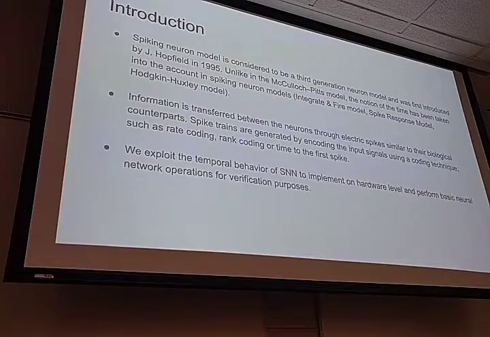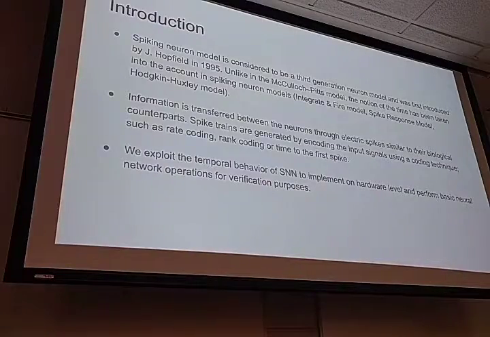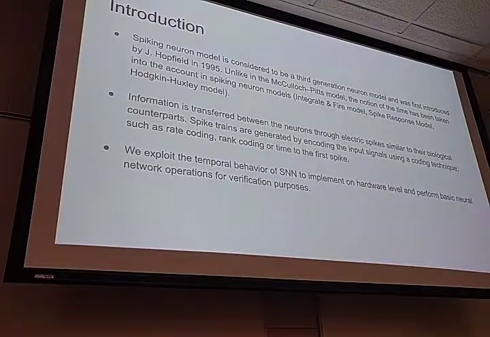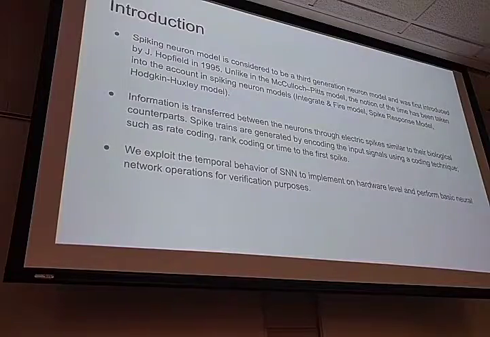So spiking neural networks are considered to be the third generation neural networks, quite different from the second generation neural networks that we use now. The main difference would be that the SNN would include the notion of time when they encode data. So there are different methods where we can encode data, like rate coding or time coding, and then there are several different decoding techniques such as rate coding, rank coding, or time to first spike to decode the final output.